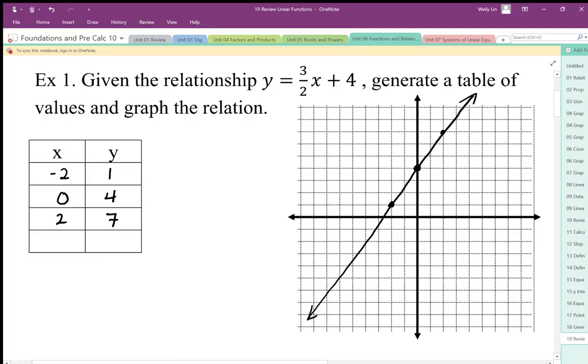Okay, so with the table of values for straight lines, we can probably get away with 3 coordinates, although it's not a bad idea to have one more coordinate. So I'm going to plug in one more coordinate, so x equals 3. So we end up with, in this case, 3 times 3 divided by 2 is 4.5. 4.5 plus 4 is 8.5. So at x equals 3, y equals 8.5. Yeah, that's a point on the line.